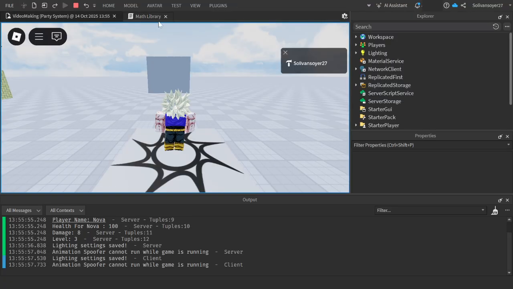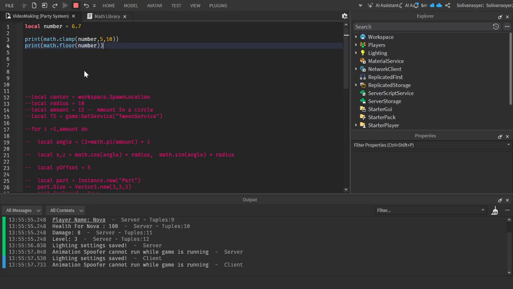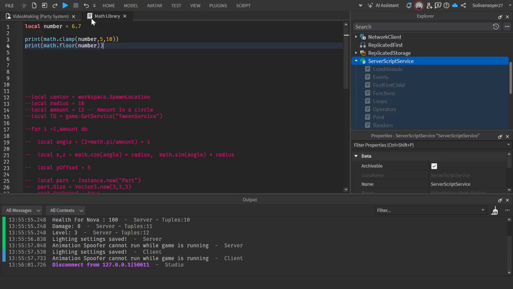It gave us 6. And remember what an integer is. It's a whole number, not a decimal. And we pass in a decimal, so it's going to give me the smallest whole number within the range of 6.7. So the smallest whole number is going to be 6. So it's going to floor it all the way down to 6. It won't be above 6, and it will not be below 6.